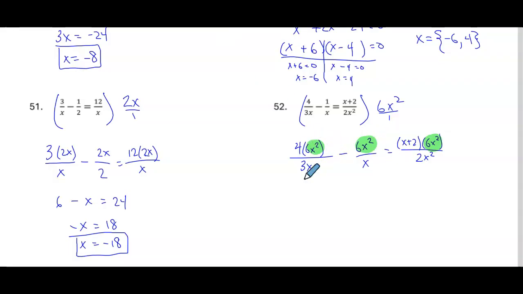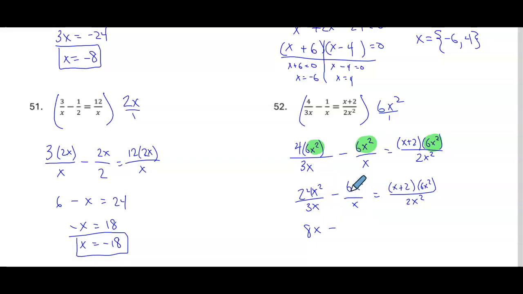Okay, so this one would be 24x squared divided by 3x. This one is 6x squared divided by x. And this one is, well, let's just keep it the way it is. We'll do x plus 2 times 6x squared divided by 2x squared. Now I'd like to reduce. So 24 over 3 becomes 8. X squared over x becomes x, because I just subtract powers there.